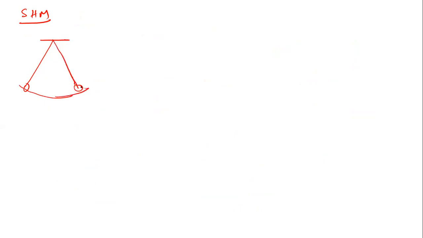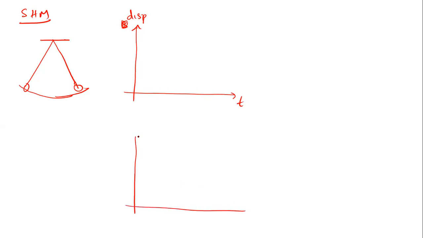Now, what about SHM? How should the graph look here? Do I get the same graph that I had got there, the same as the pendulum? No, you won't get that one, but you will get a different graph there. Let me draw the graph for distance versus time.